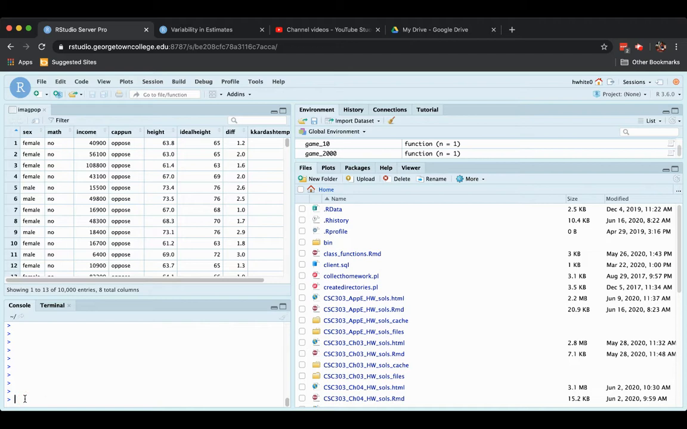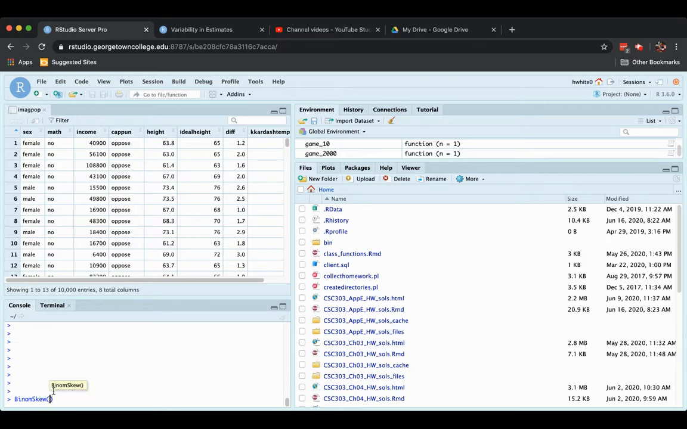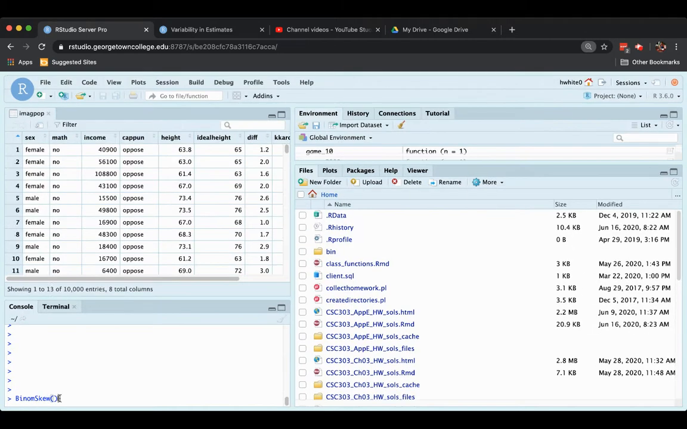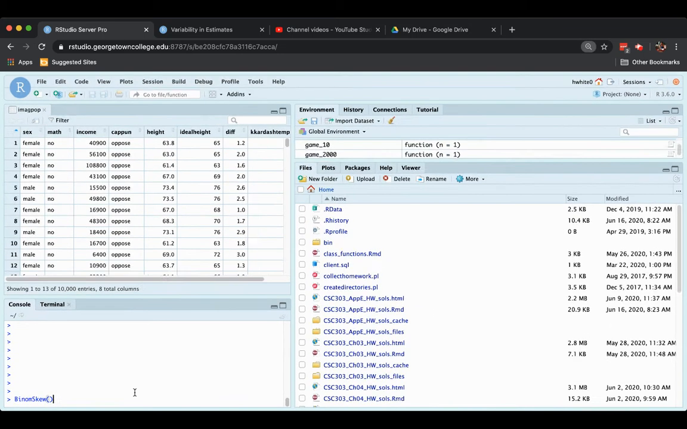In RStudio over in your console, just type in BinomSkew. You can get that with the code completion. Let me make this just a little bit bigger so you can see more easily on the screencast. All right, I'll smallify it now. And let's run it.